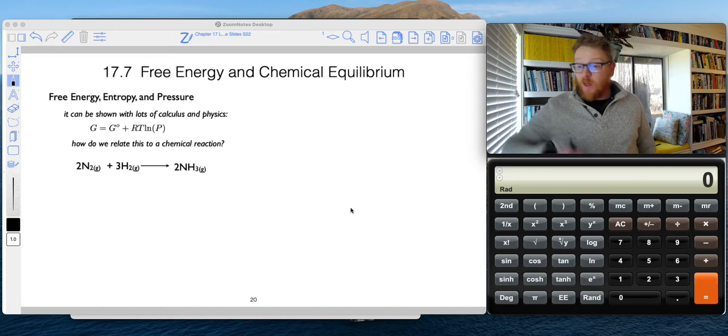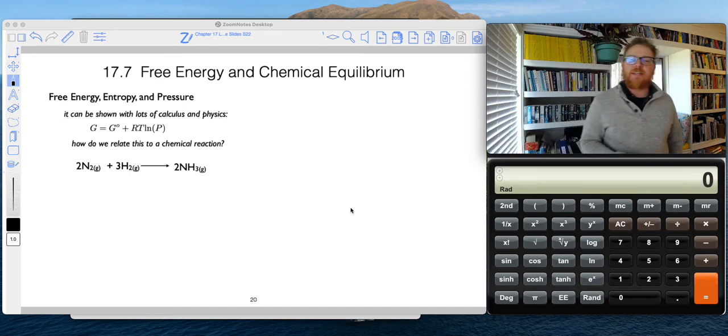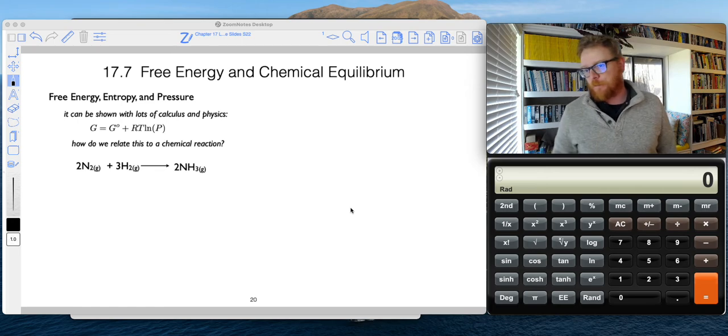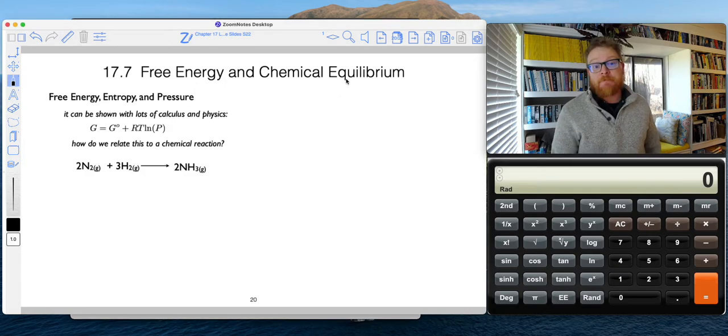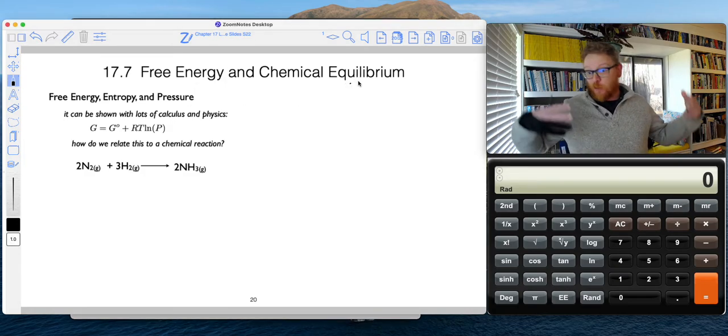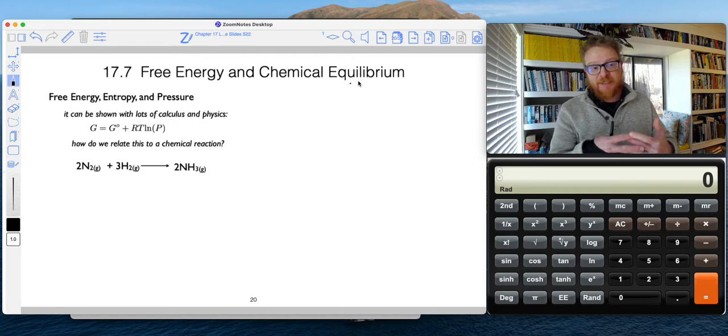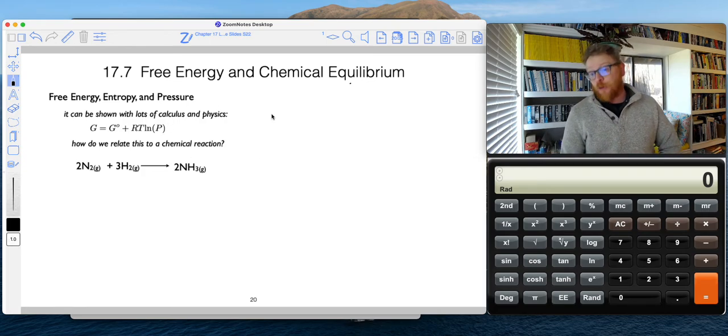Okay, so let's keep going down this delta G rabbit hole. I want to derive a special relationship dealing with free energy and chemical equilibrium. So we're going to connect some big picture ideas that we've been talking about all semester. I'm not going to go through the full derivation, so that's why it says it can be shown with lots of calculus and physics. We get this equation right here.